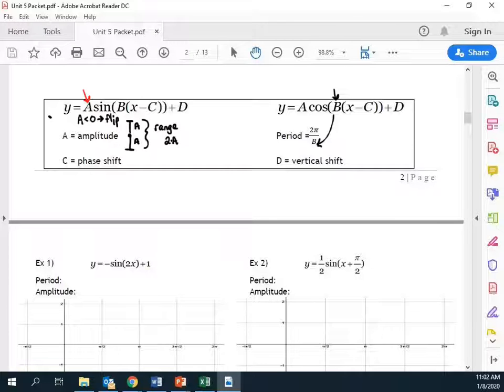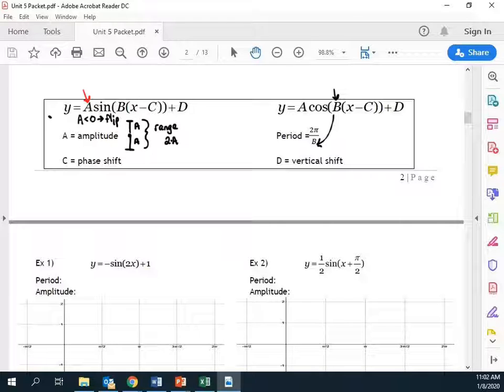I start here, I go down, and come back up. That won't take 2 pi anymore. Now, it's going to take pi to do it. So it's being compressed. Because it used to take 2 pi to do a full cycle, now it only takes pi to do a full cycle.